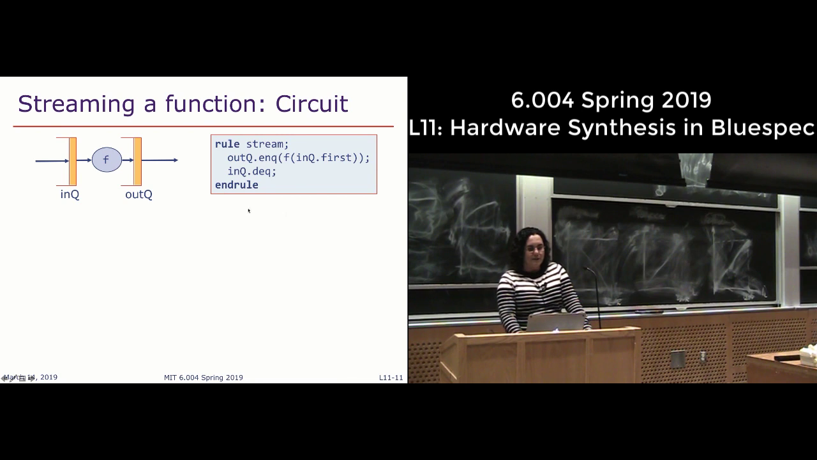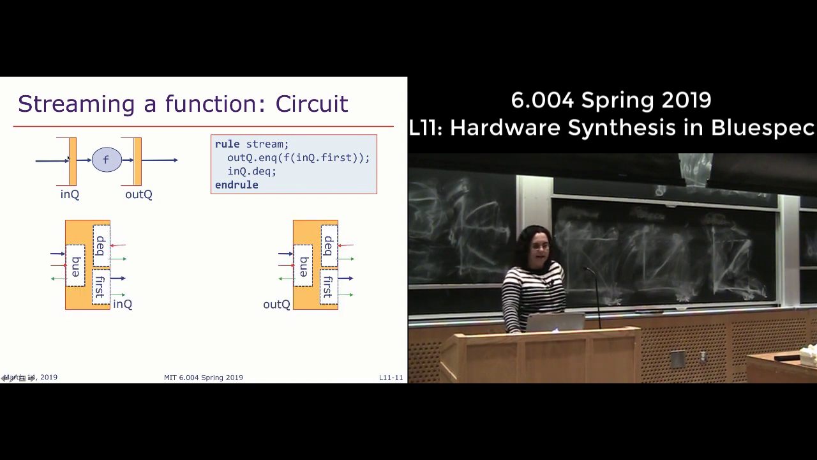Okay? And so the rule that's basically describing that is right here. It's basically saying that F is going to take the value coming out of in queue, and then it's going to enqueue that into my out queue. And after it's done that, it's going to dequeue the element that it's already processed. All right, so let's think about what the hardware for this is going to look like. Well, we already know that our queues have three methods with the appropriate wires associated with them, which we've already seen.